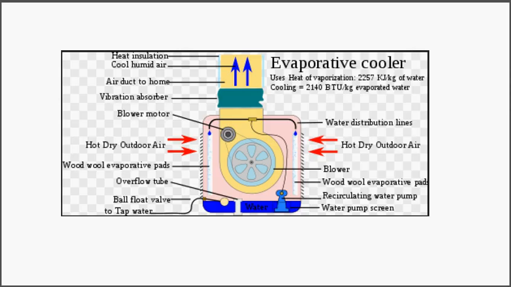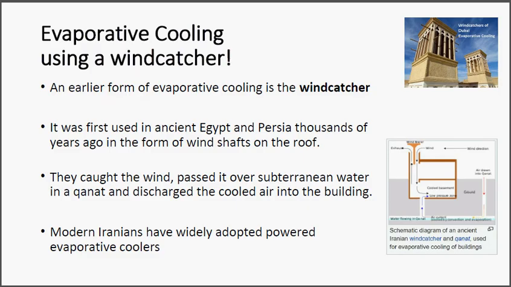Just another diagram of an evaporative cooler. And all it is really, on the lowest level, you've got a little bit of a motor, you've got a fan to blow the air out. The air is sort of blown over some water. And that's it really, that's all there is to it.